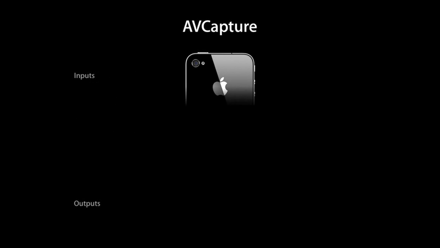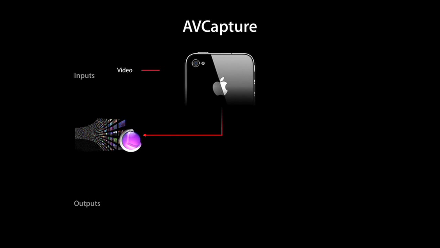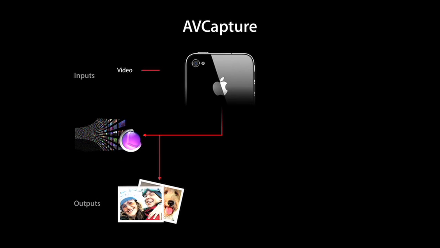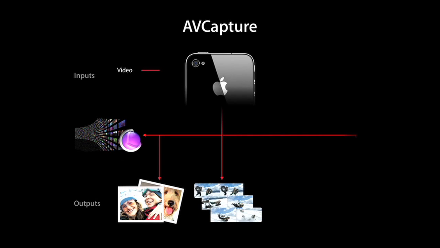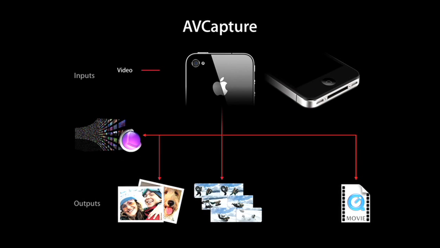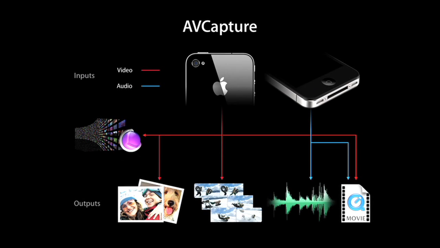So I have my iPhone, and I want to capture some video. I'm going to want to see that on my display as I'm capturing it. And I may want to capture some still images. I may want to look at the frames as they go by. I may want to save the frames out to a movie file. But I'm also going to have some audio. And I might want to either save that audio by itself or save it as part of my movie file.